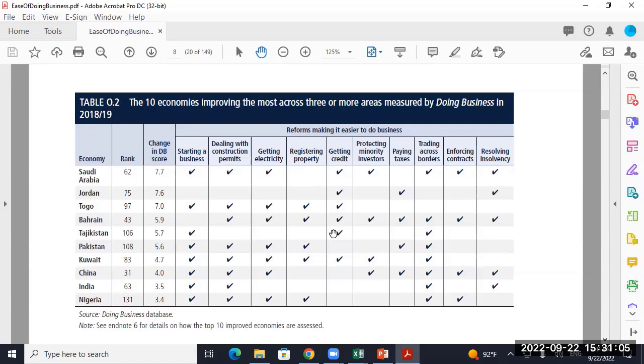Registering property, getting credit. How hard is it to get credit? Borrow money. Protecting minority investors. There's some countries that, boy, they take care of certain investors and they just rip off the others. Paying taxes, trading across borders, enforcing contracts, that can be really important. Resolving insolvency, that's been a huge issue in Japan and India, places where you just can't go out of business. In the US, you can go out of business. Say, sorry, we messed up, we're bankrupt, take what you can get.